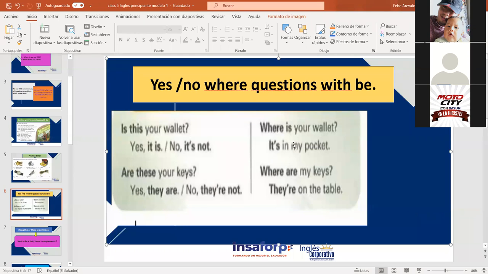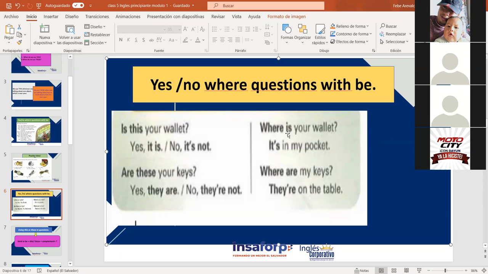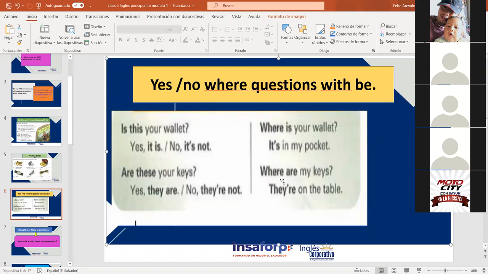Let's go with the following. Ruben Perez, where is your wallet? Thank you. Nelson David, the answer. It is in my pocket. Thank you. Oscar Carranza, the following question, where? Are you there? Sorry. Where are my keys? Thank you. William, the answer. They are on the table. Excellent. Very good. They are on the table.